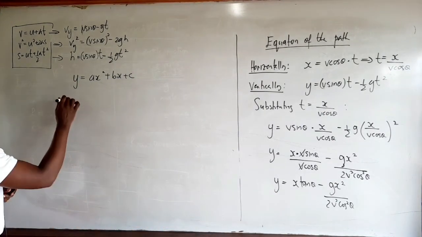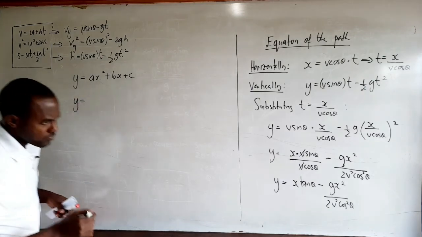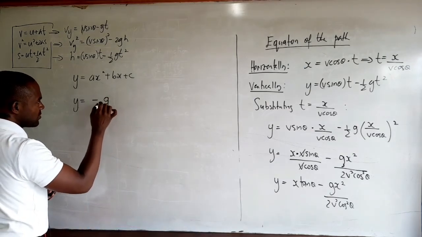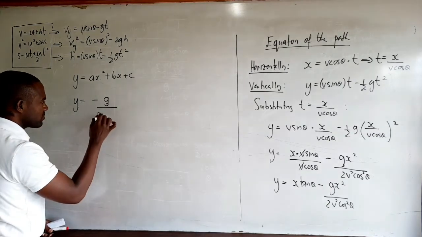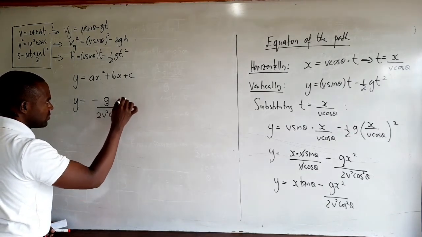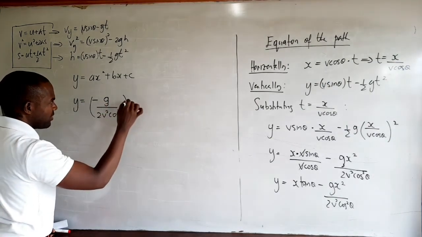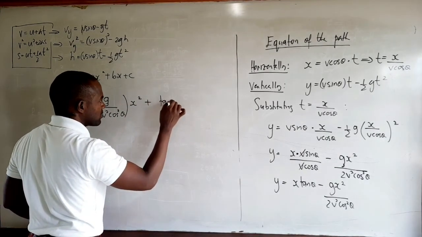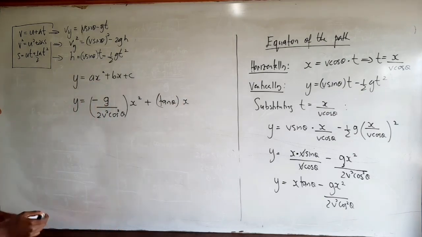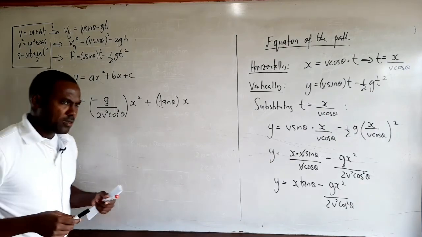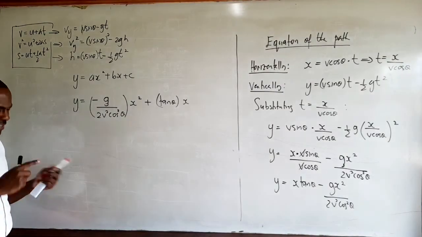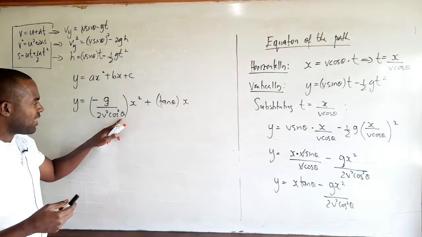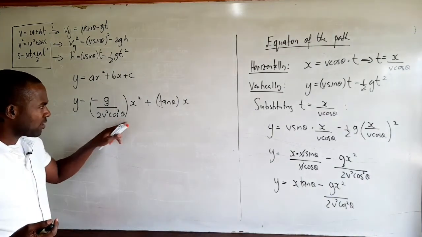So what we do now is we say that y is equal to, let's put this term in front, minus g over 2v squared cos squared theta times x squared plus tan theta times x. Now, in this equation, everything is a constant or a fixed value except x and y. We know the velocity, the initial launch velocity, that doesn't change. The angle of projection doesn't change either, and neither does the cos of the angle nor the tan of the angle.